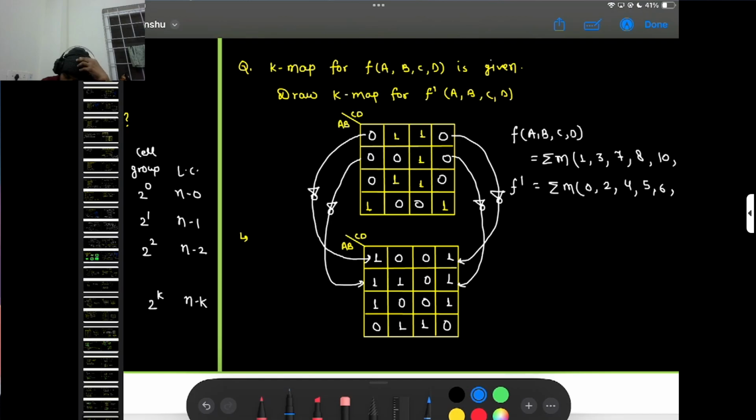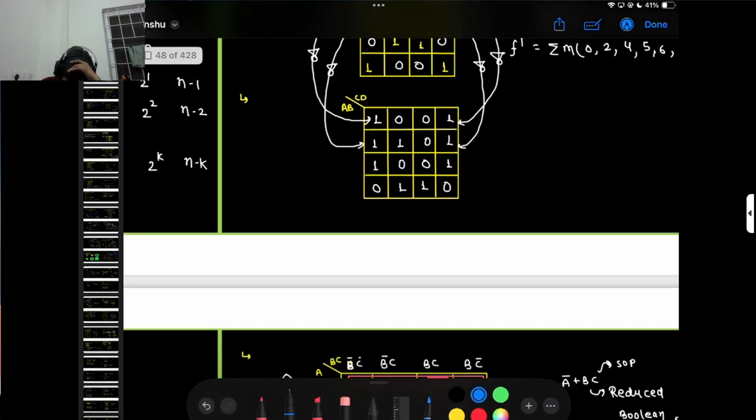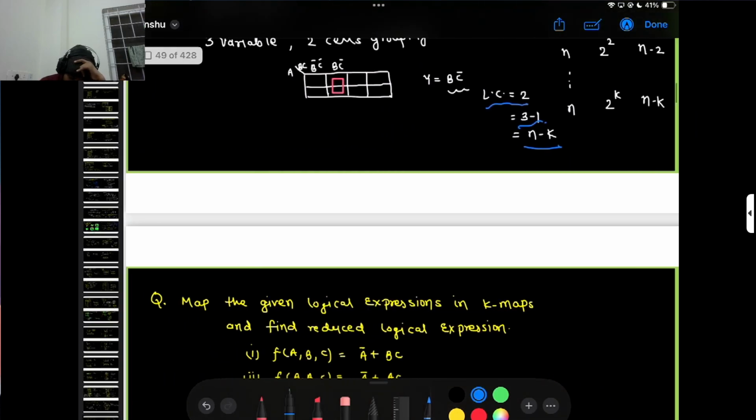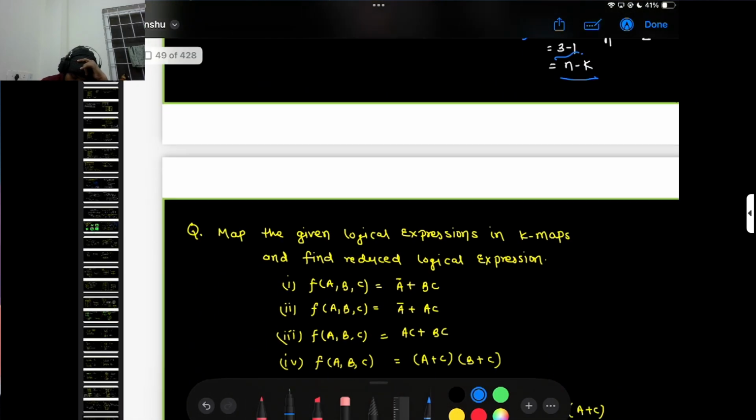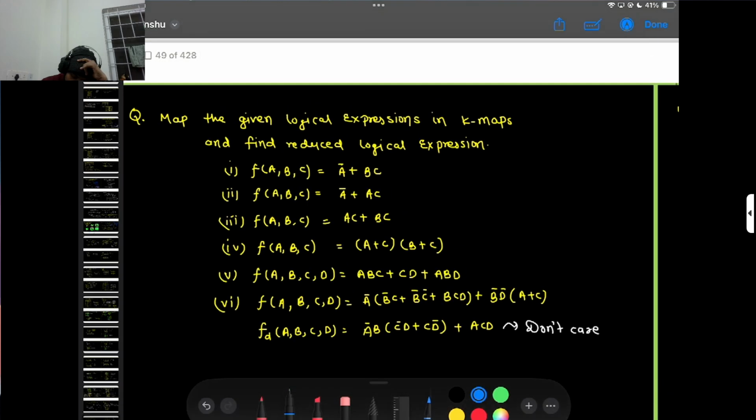KMap for if ABCD is given, draw KMap for A bar ABCD. So it's just like a complemented form. So here is 0, there is 1, here is 1, that is 0, 1, 0. So nothing more than that. Just complement it and fill the KMap.